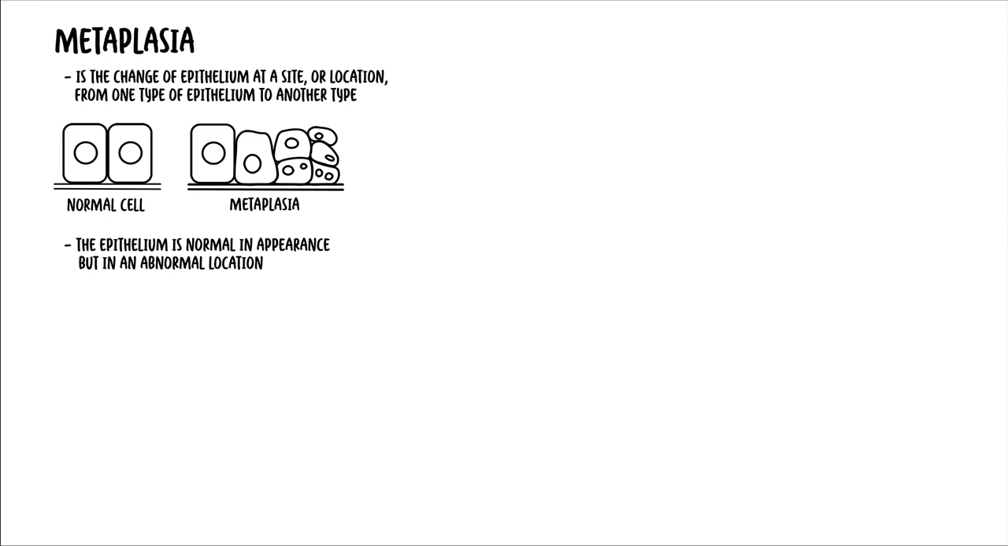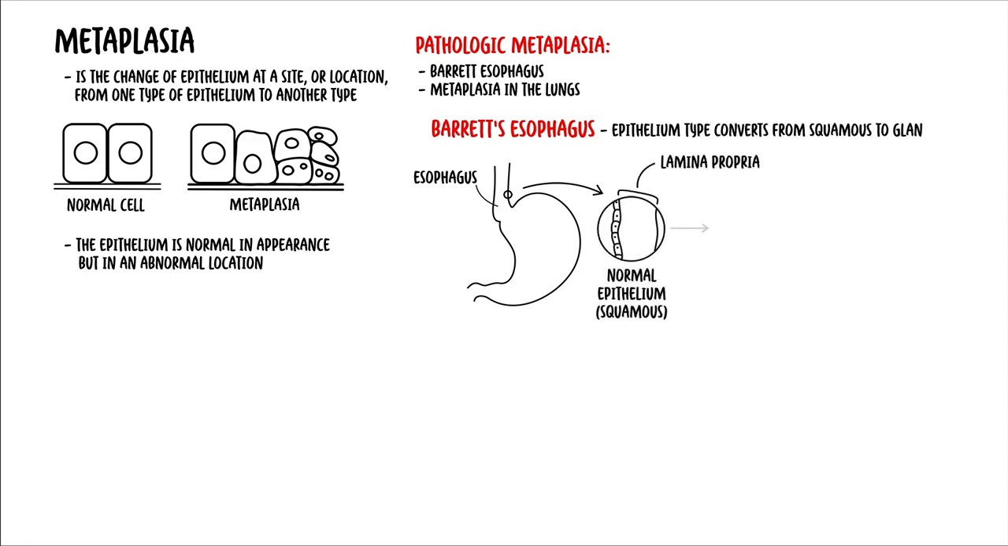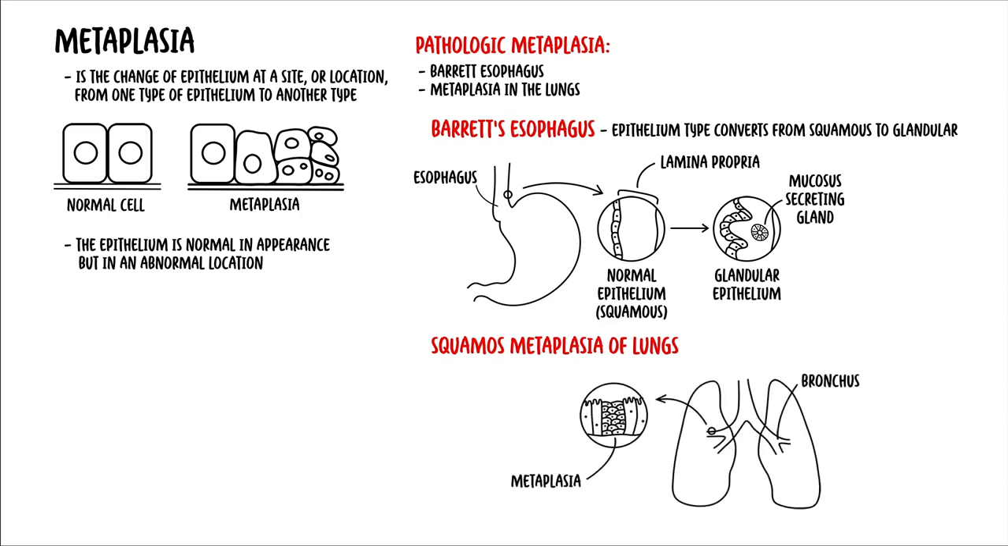Metaplasia is more often than not pathologic. A good example is seen in Barrett's esophagus and metaplasia in the lungs. Barrett's esophagus is due to reflux of gastric contents into the esophagus, which causes the epithelium type to convert from squamous to glandular. Squamous metaplasia in the lungs is due to exposure of respiratory epithelium to toxin and cigarette smoke.